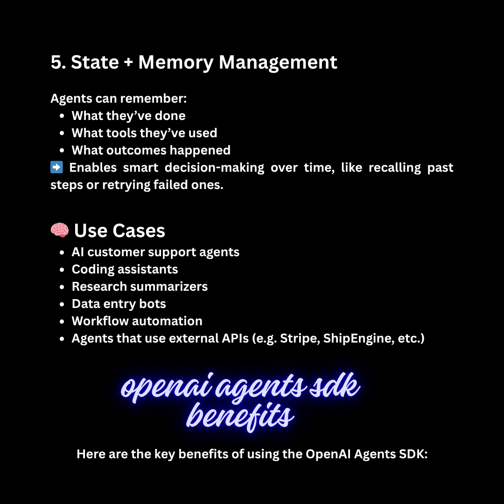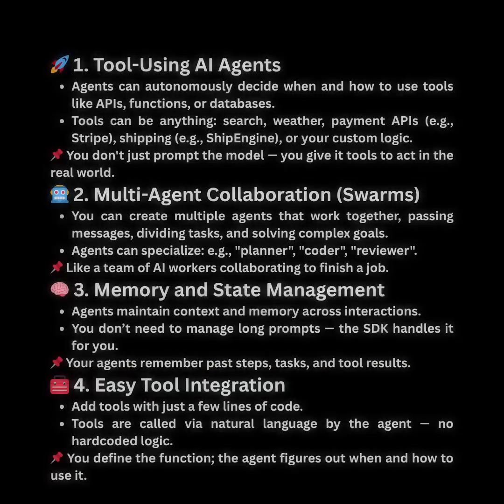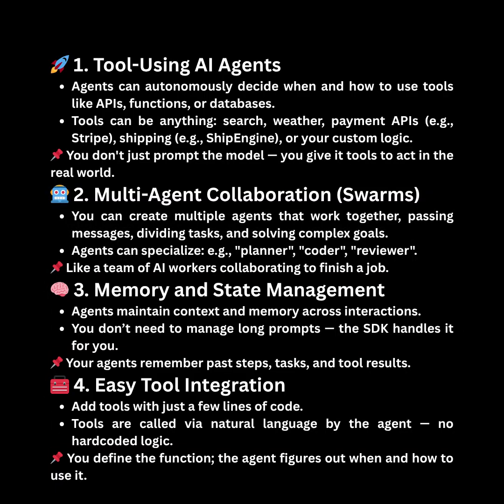OpenAI Agents SDK benefits. Here are the key benefits of using the OpenAI Agents SDK. 1. Tool-using AI agents. Agents can autonomously decide when and how to use tools like APIs, functions, or databases. Tools can be anything: search, weather, payment APIs, e.g., Stripe, shipping, e.g., ShipEngine, or your custom logic. You don't just prompt the model. You give it tools to act in the real world.